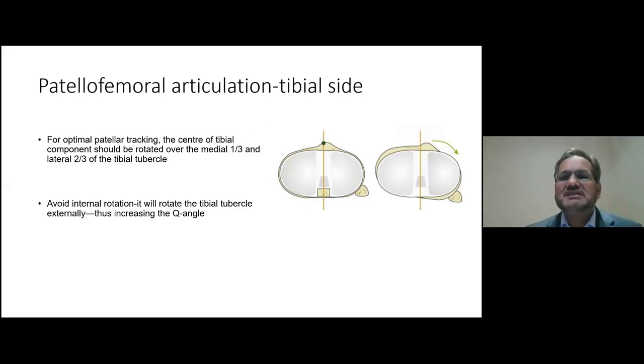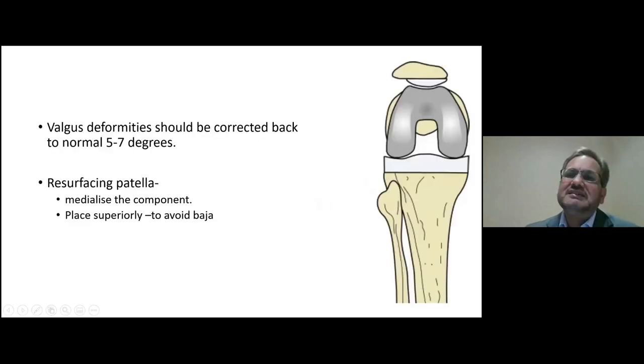The center of the tibial component should lie at the junction of the medial third and lateral two-thirds of the tibial tubercle. If you internally rotate the tibial component, when you extend the knee it will externally rotate and the tibial tubercle will go laterally, which will increase the Q angle and cause subluxation of the patella. So tibial component: medial one-third and lateral two-thirds of the tibial tubercle. When resurfacing the patella, always put the patellar component medial. It helps avoid patella baja, which can cause a problem with flexion.